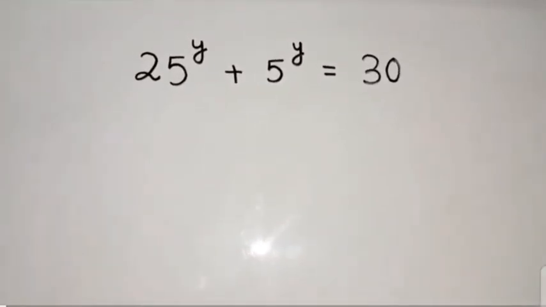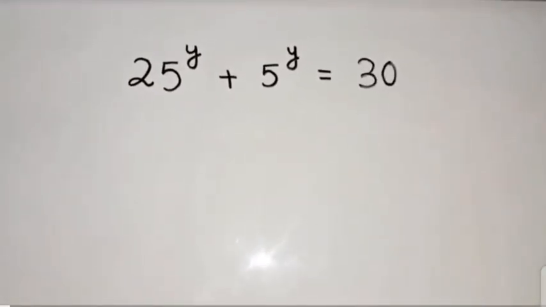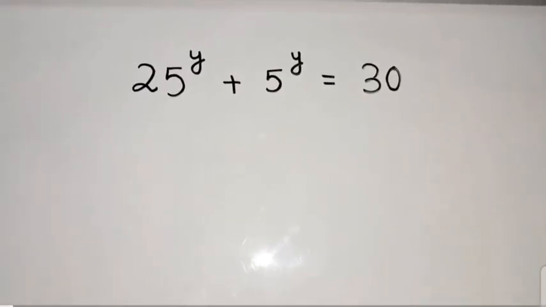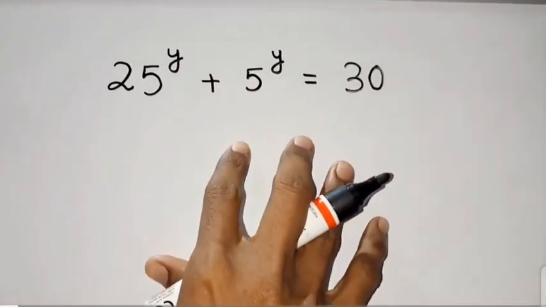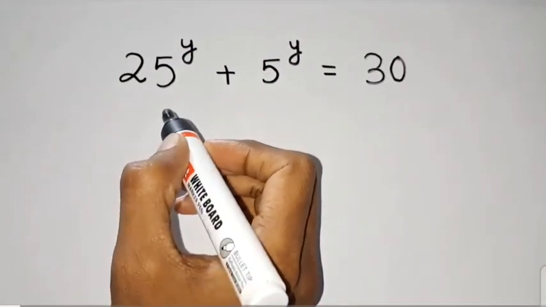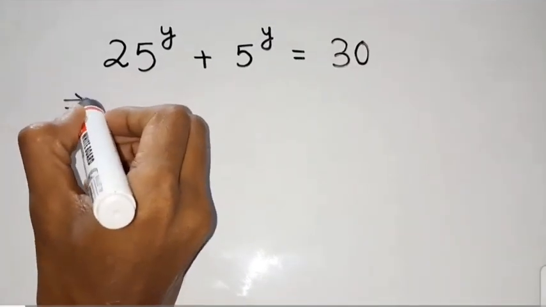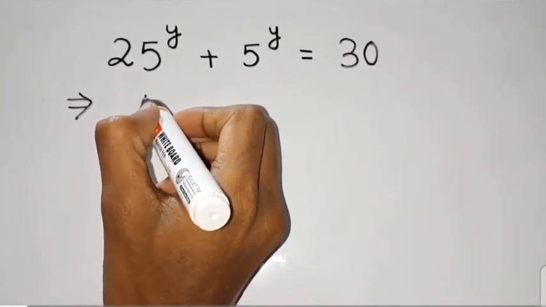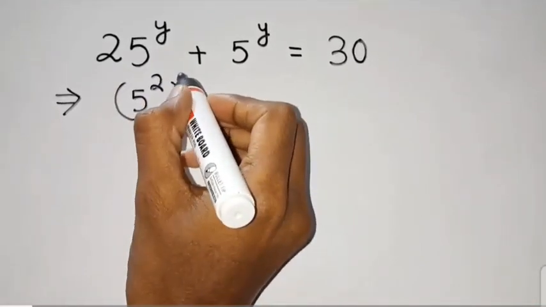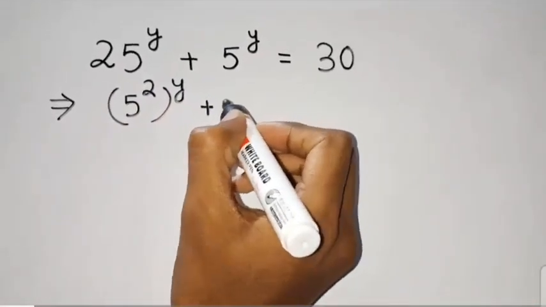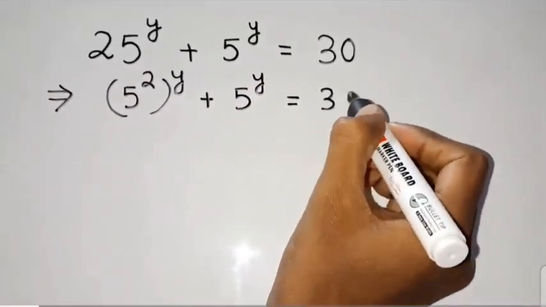To solve this equation given by 25 to the power y plus 5 to the power y equals 30. Very simple equation, so we just have to break it into simple terms. That means first of all, we can write 25 to the power y as 5 squared to the power y, because 25 is nothing but 5 squared, plus 5 to the power y equals 30.